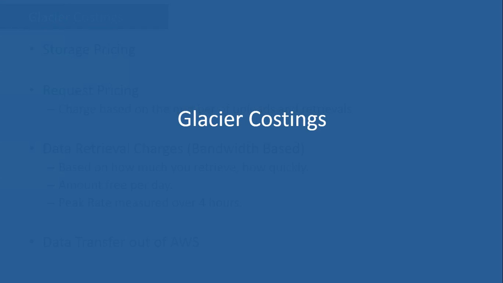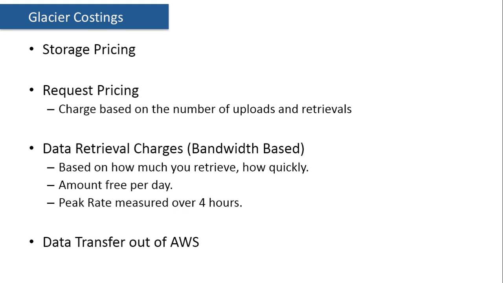Essentially, there are 4 key areas of Glacier costings. Storage pricing, that's the one that is most often quoted. The 1.2 cents per gigabyte per month is our storage pricing. There's also request pricing. This is a charge based on the number of transactions, uploads and retrievals, and I'll go into what that is in a second.